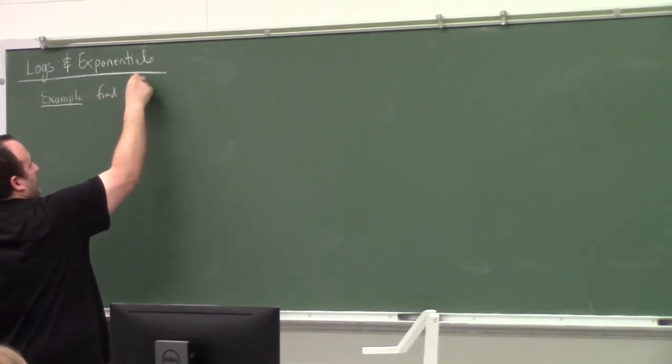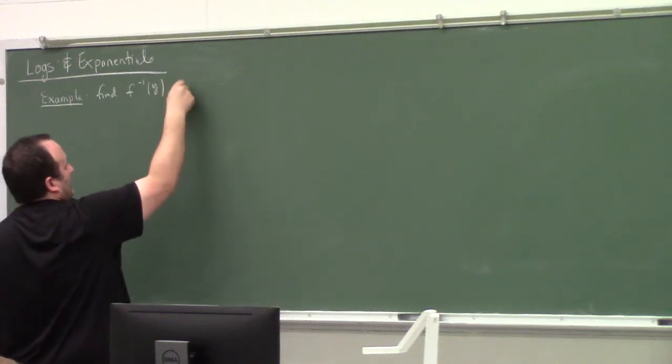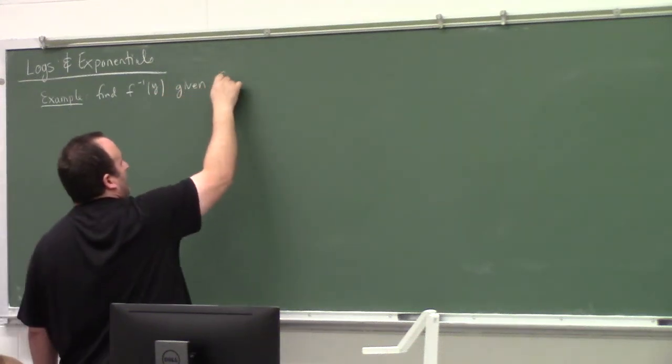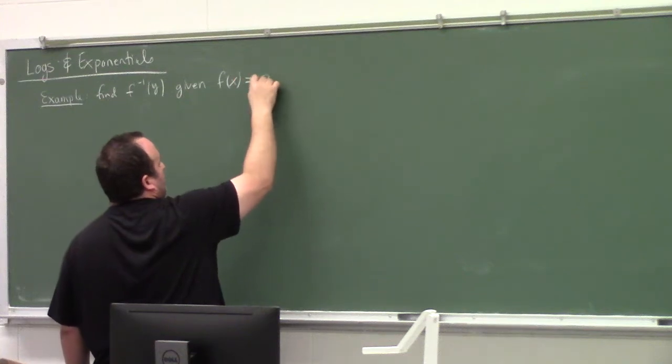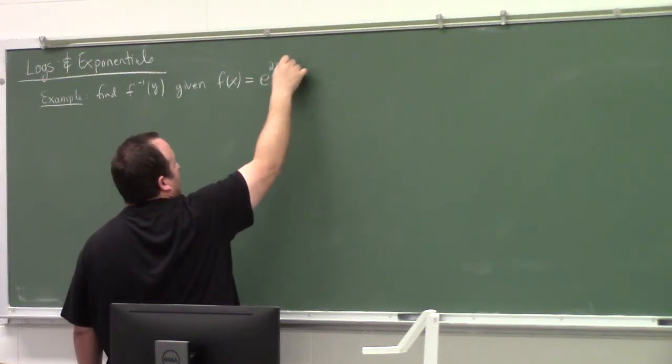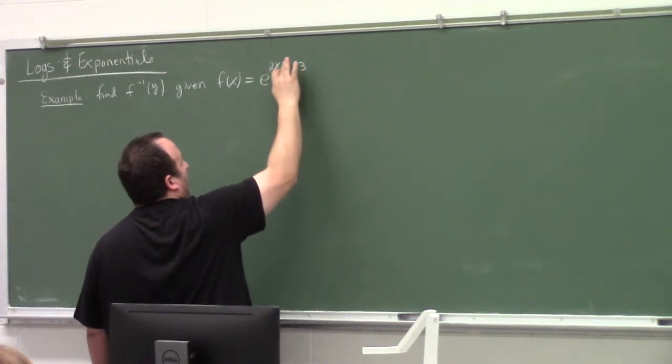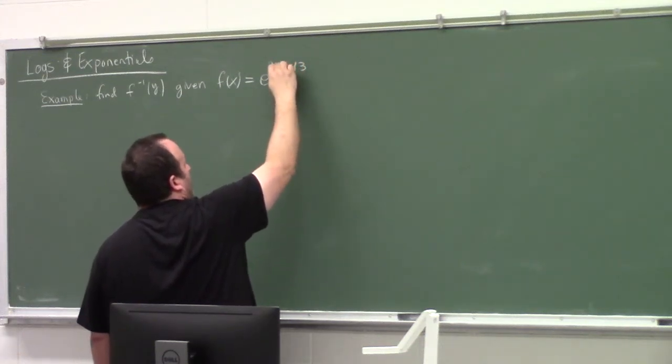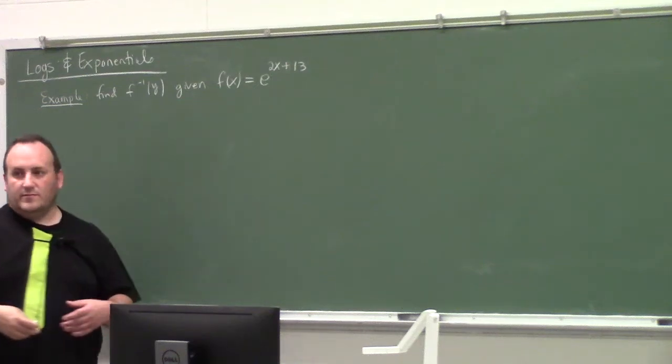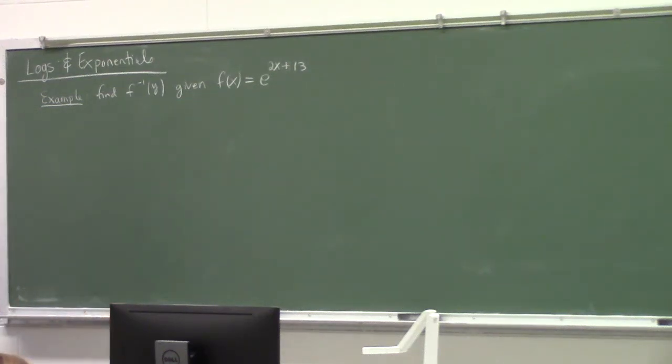Find f inverse of y given f of x is equal to e to the 2x plus 13. All right, so we've talked about finding the formula for an inverse function before, right? But we haven't done it recently with our newfound algebra. So let's go through that. How do we find the formula for the inverse function, given that the function is defined in terms of an exponential? It's the same thing we did before.